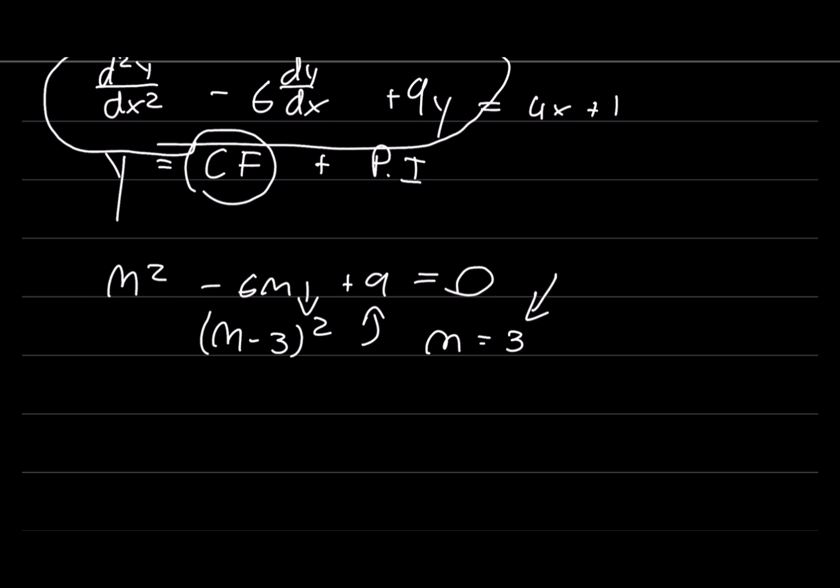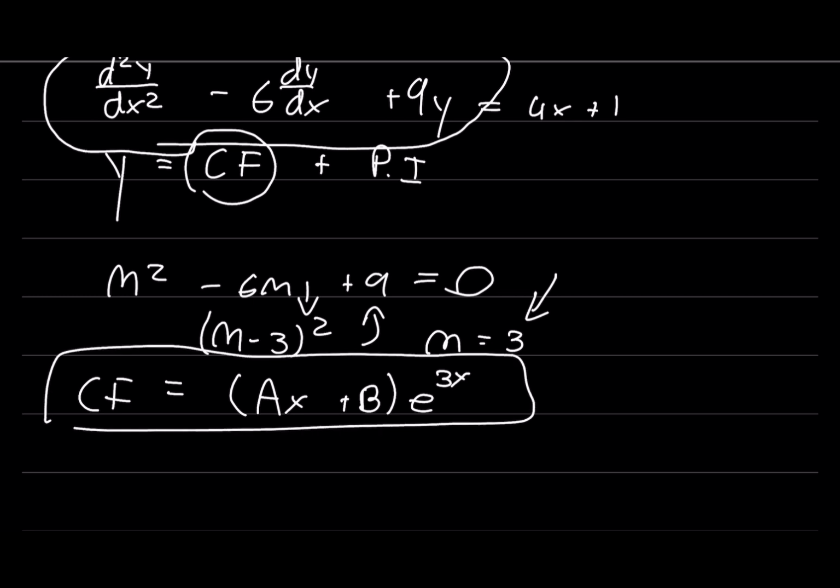So our complementary function is going to be the same thing as our general equation for a homogeneous differential equation. Do you remember the form that we use when the roots are real and repeated? Well, it's going to be ax plus b times e to the mx. Remember, there's only one m because there's one value for the root, and it's going to be e to the 3x. So this is half of our work done, and it's just from what we knew from homogeneous.